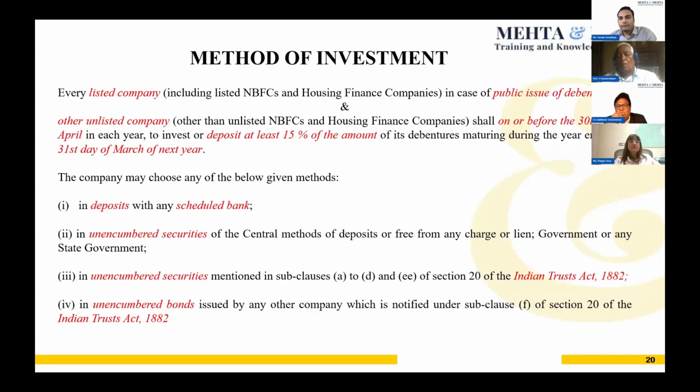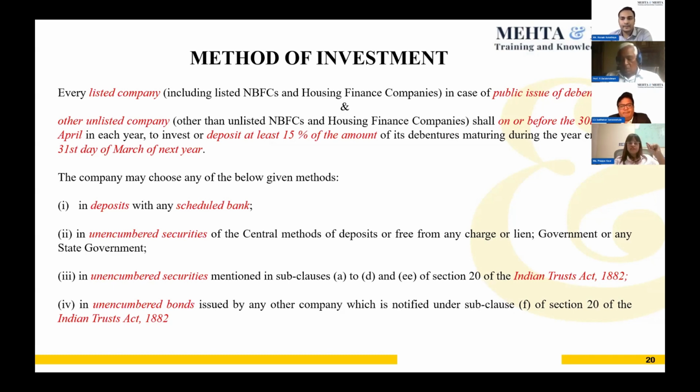Now, the mode of investment or deposit of such amount. Every listed company, including listed NBFCs as well as housing finance companies in case of a public issue of debentures, and other listed companies other than the unlisted NBFC and the Housing Finance Corporation, shall on or before 30th April in each year, in respect of the debentures issued by such companies, invest or deposit at least 15% of the amount of its debentures maturing during the year ending 31st March of the next year.